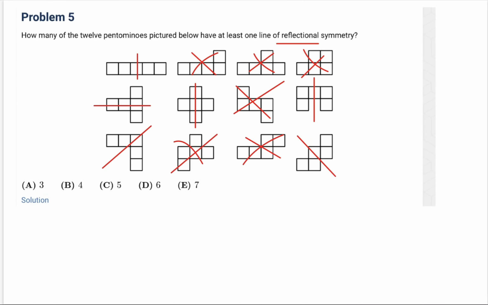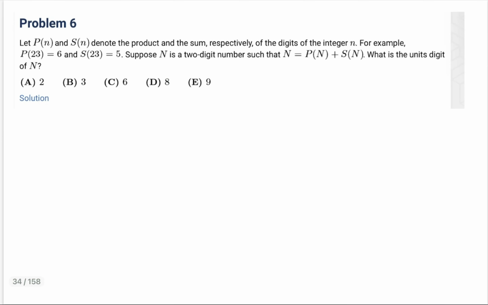So there is this one, this one, this one, this one, this one, and this one. So there's 6 in total. So that's D.